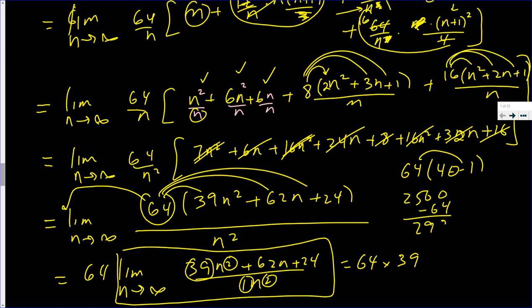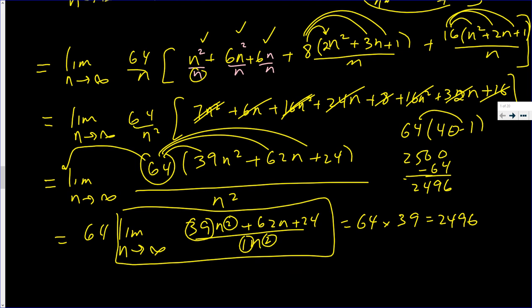So it's going to be 2,560 minus 64. It's going to be 2,496. And that is the limit. I'm going to verify that and then come back and say we're done. And that is the correct answer.